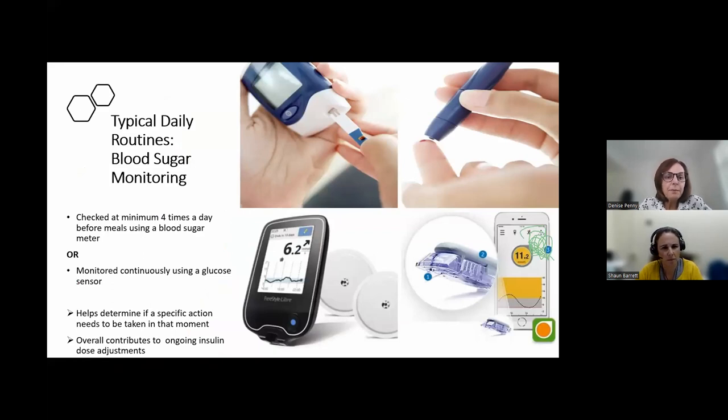Typically, children with type 1 diabetes for blood sugar monitoring will be checked at a minimum of 4 times a day: 3 times before meals and before going to bed. And then whenever else the child may be feeling unwell or the blood sugars are out of target, or if they're using a glucose sensor, it can be monitored more continuously. It helps us determine if a specific action needs to be taken in that moment in terms of the blood sugar value. Having the trends, or the ability to look at the blood sugar values overall, helps us contribute to ongoing insulin dose adjustment. The lunchtime blood sugar reading is helpful to know if we need to make any adjustments in the insulin doses.